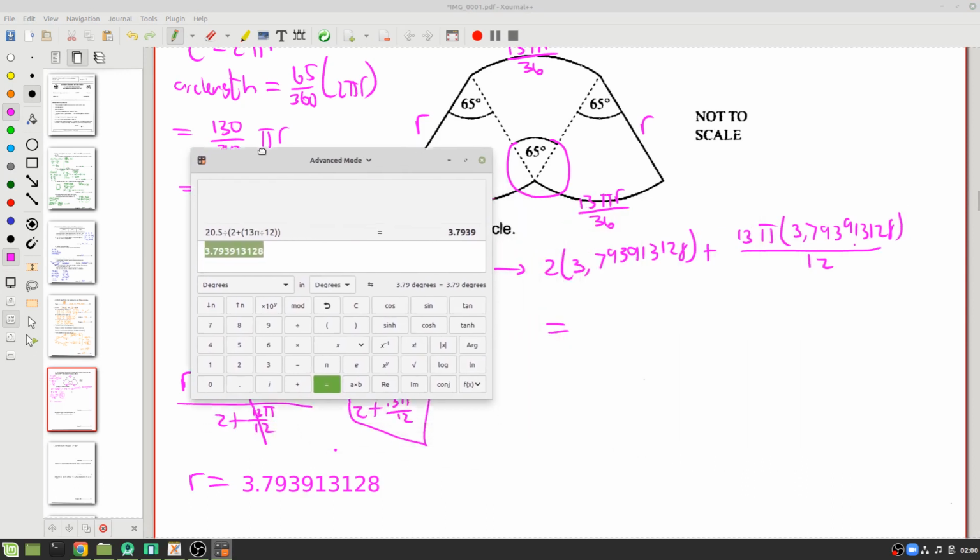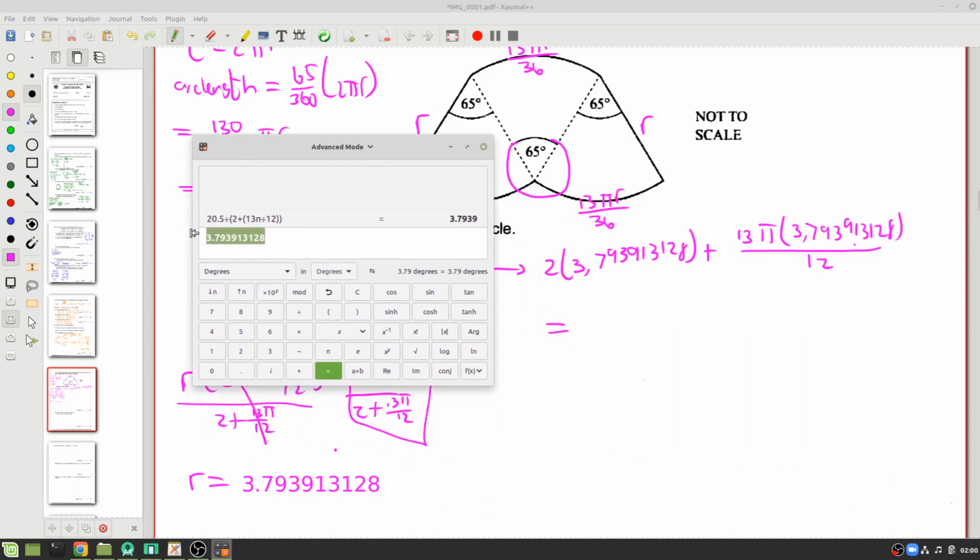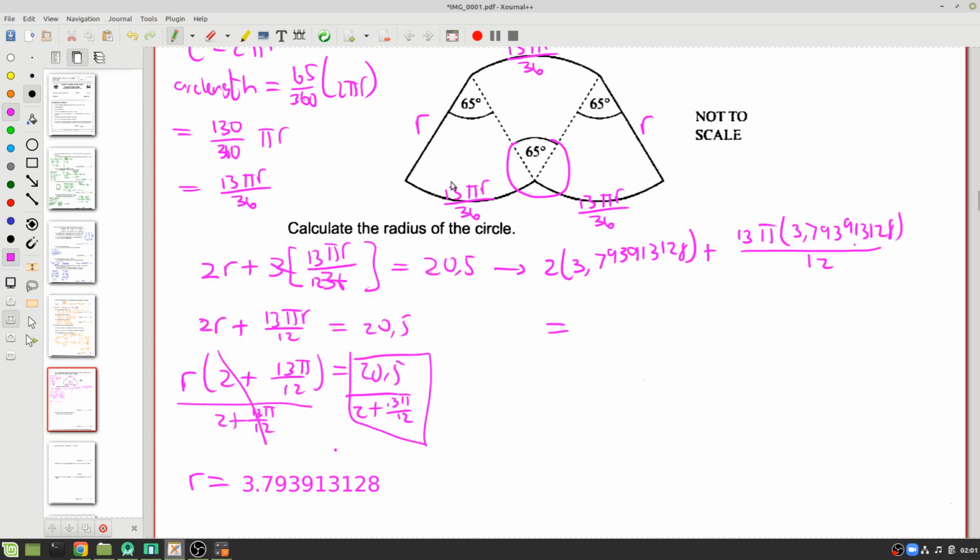So pop this back into our calculation. We do 2 times that, plus 13 pi times, and again 3.793913128, and I'm going to put brackets around this and divide it by 12. So what do we get? 20.5. Perfect. So we see it works.